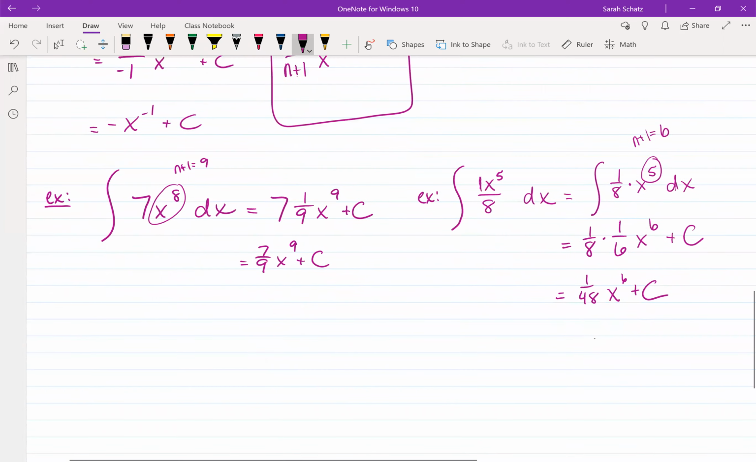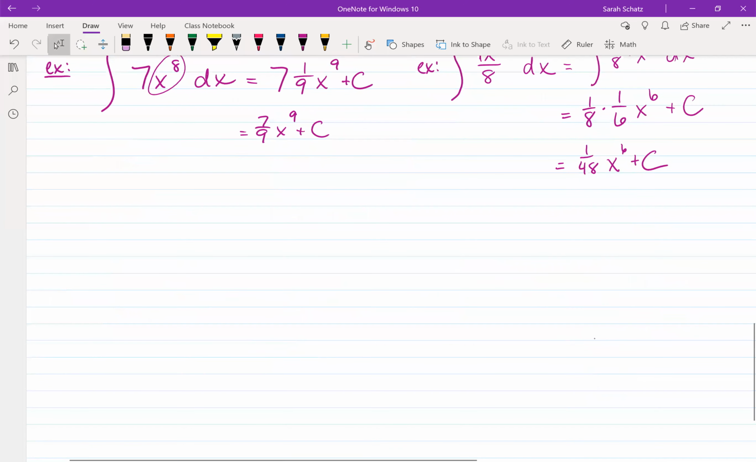So lots of different combinations that you could see, a lot of different ways they're going to write stuff, but so far we've just been using the power rule. Now I want to show you where the power rule breaks down on us. So, what if I want to take the antiderivative of 1 over x? Just 1 over x to the first down here.